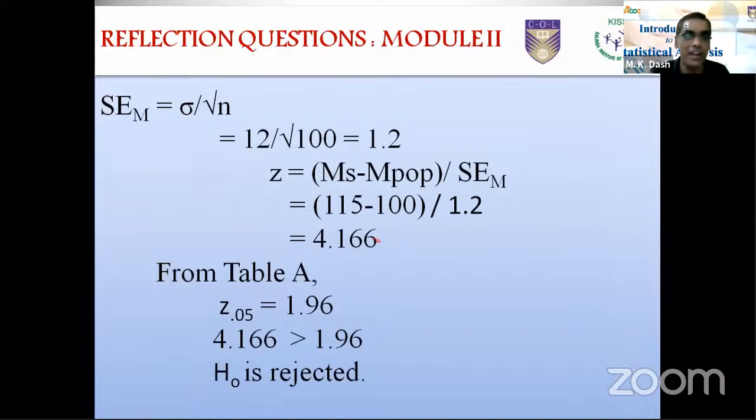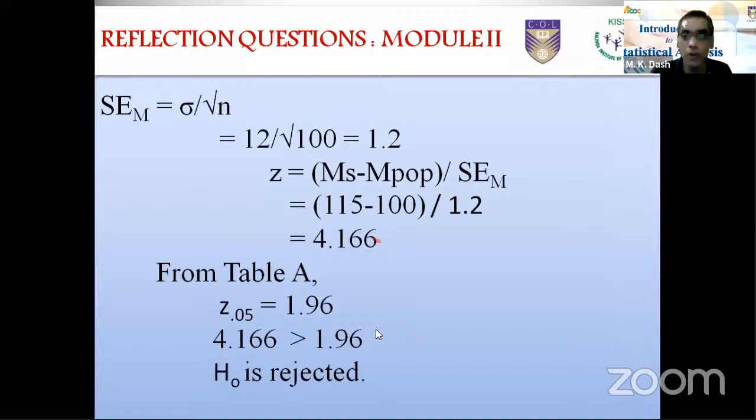Now find out the standard error of the mean. Already given the value, I have just calculated it. At the 0.05 level, the critical value is 1.96. So this is our calculated value, 4.166. What do we find? The calculated value is much greater than the table value, the critical value.